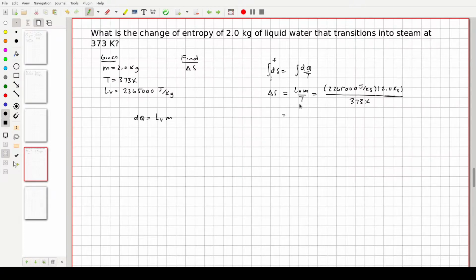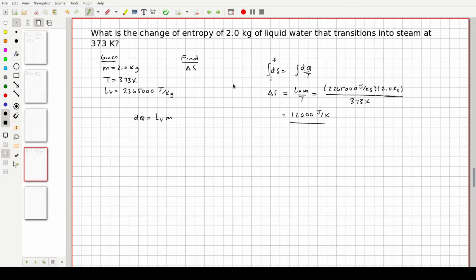So we're going to plug this into my calculator. I get about 12,000 joules per Kelvin. It is positive, as you can see. So the act of taking this thing from a liquid state to a gaseous state causes a positive change in entropy. Which should make sense. That's not a reversible process.